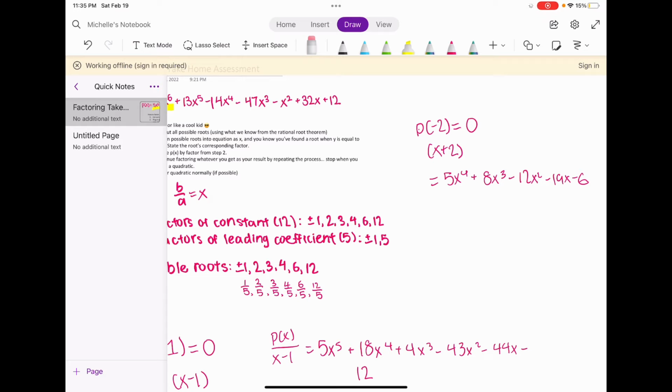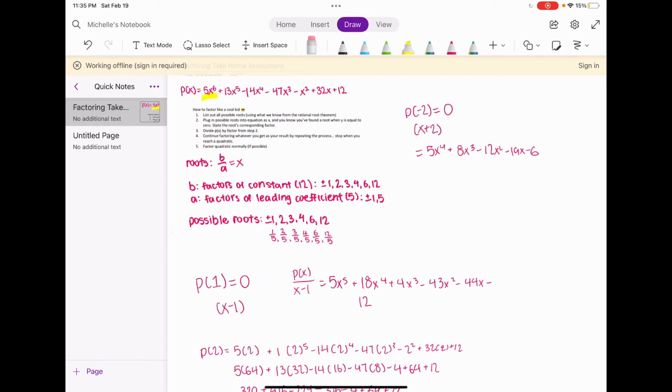Okay, let's factor this. So the possible roots for this equation are going to be different because we have negative 6 as our constant now. Factors of negative 6 are positive and negative 1, 2, 3, and 6. So the possible roots are going to be positive and negative 1, 2, 3, 6, 1/5, 2/5, 3/5, 6/5.